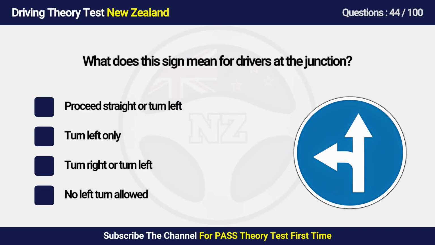A. Proceed straight or turn left. B. Turn left only. C. Turn right or turn left. D. No left turn allowed. Answer is A. Proceed straight or turn left.